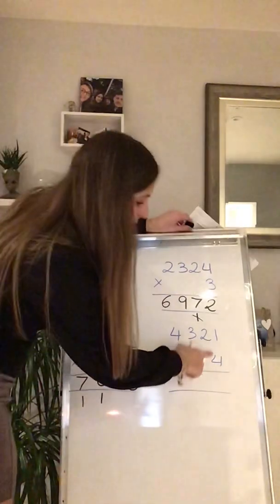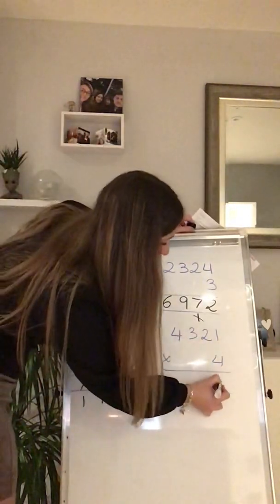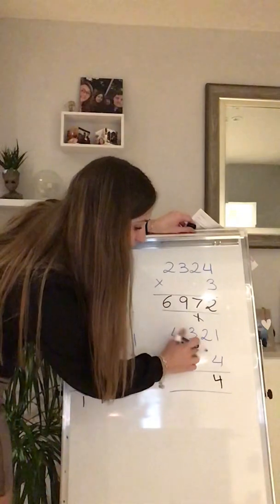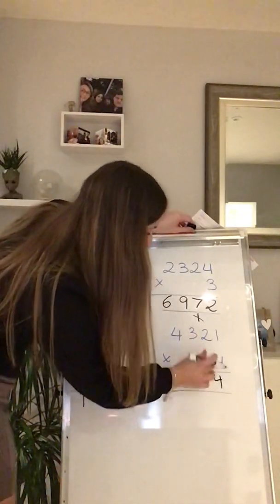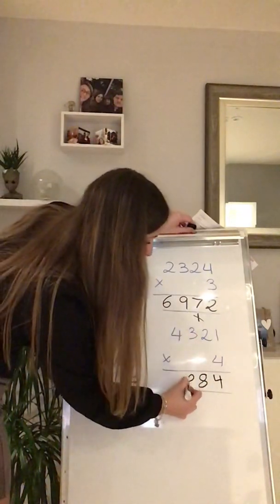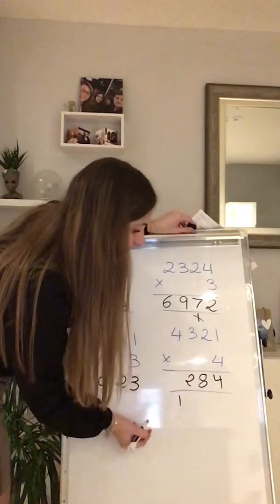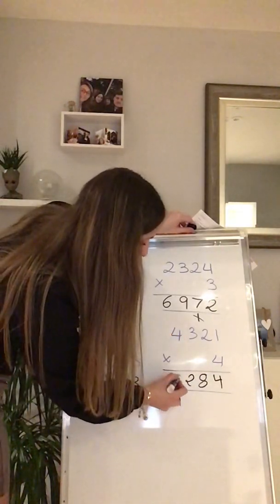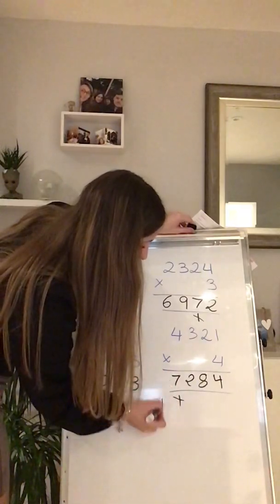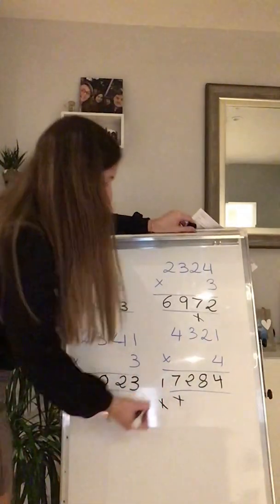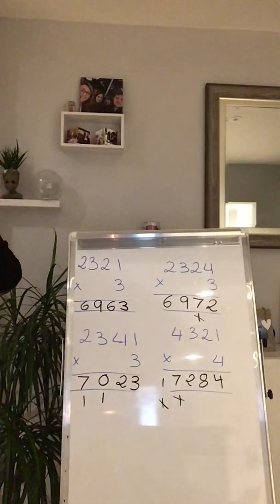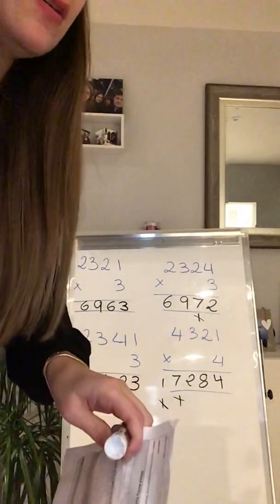This one, 4 times 1 is 4. 4 times 2 is 8. 4 times 3 is 12. 4 times 4 is 16. Add 1 is 17. And I carry it up. Okay. And let's go for the last one.